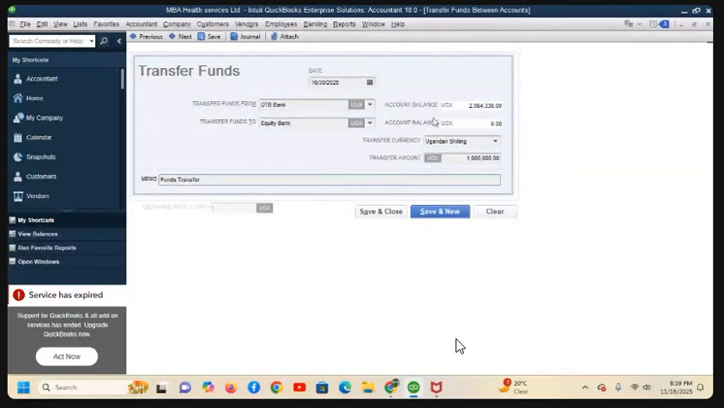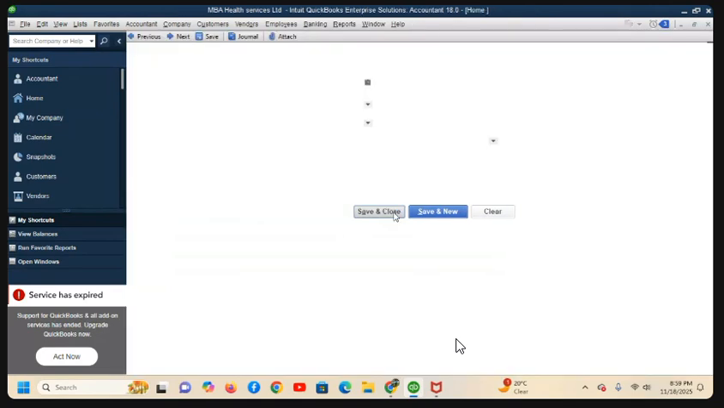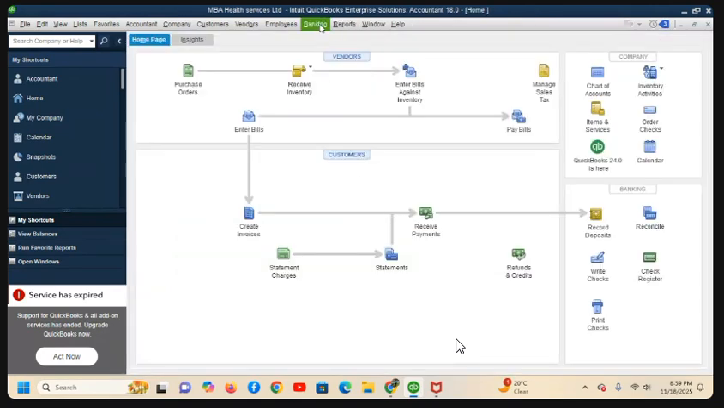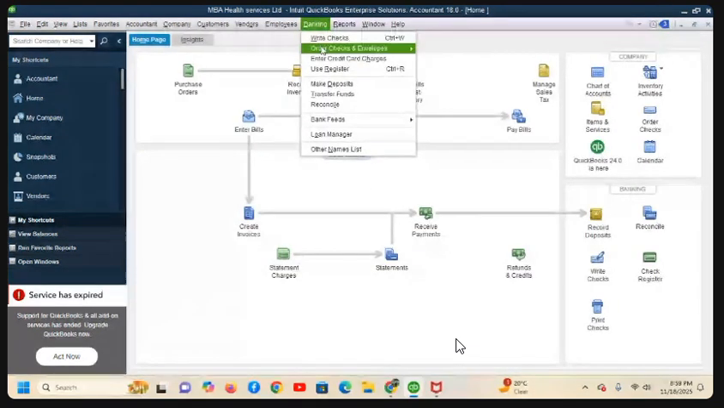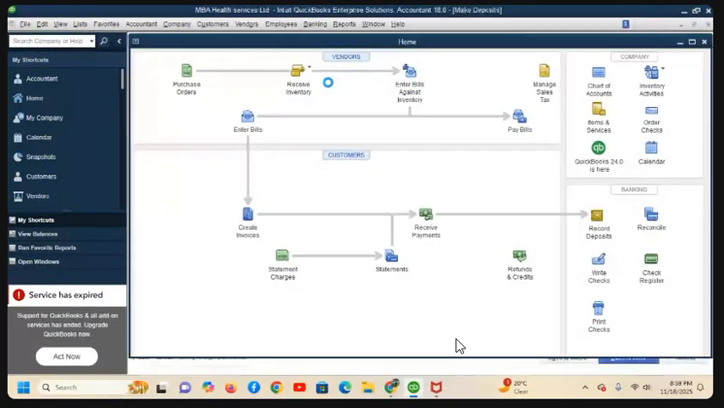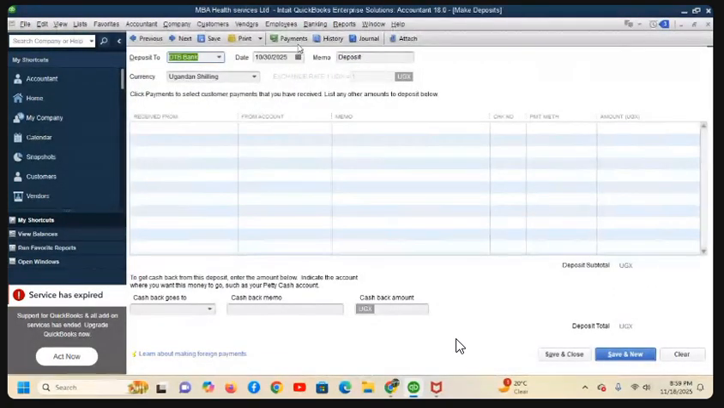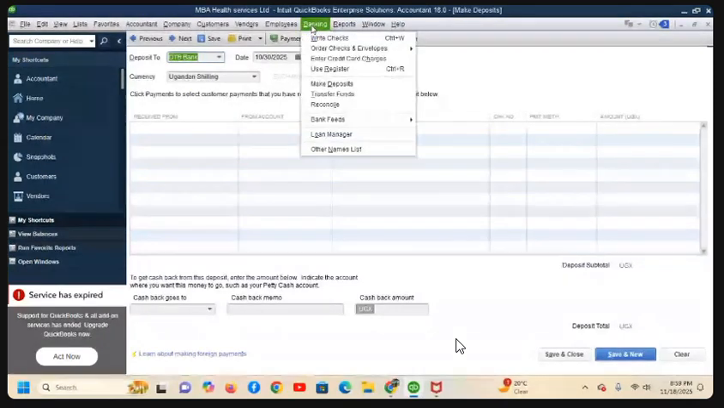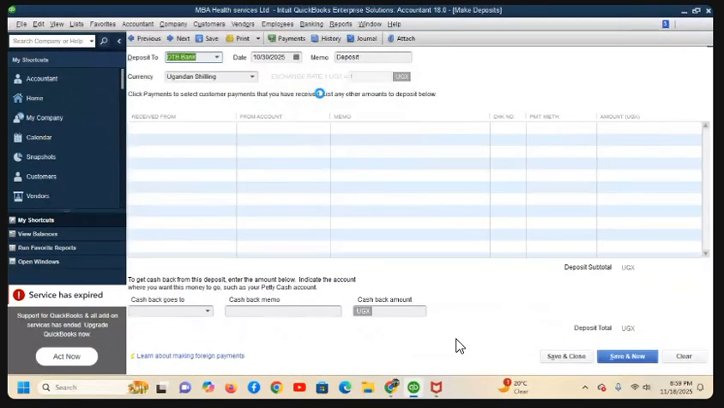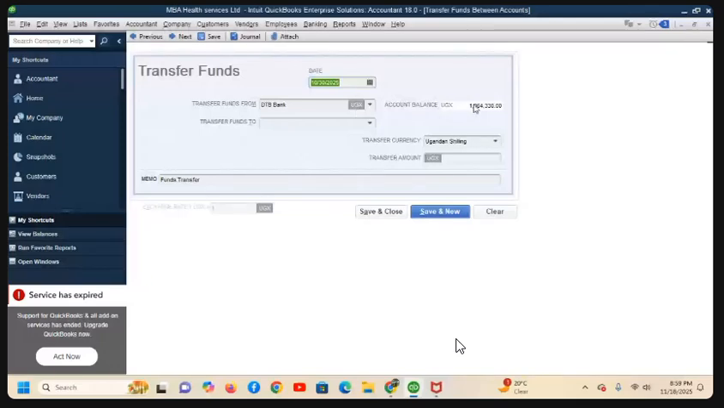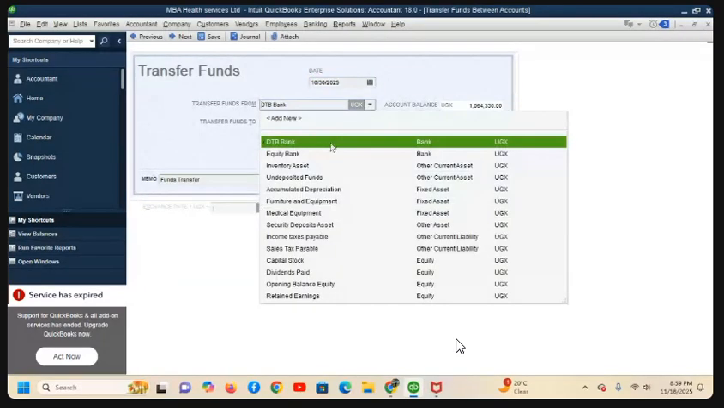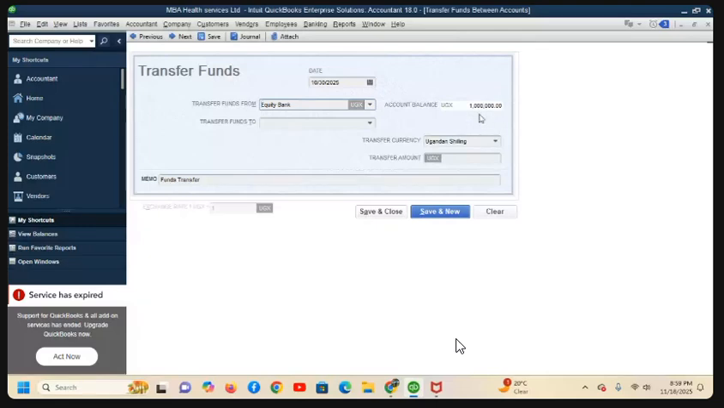When we transfer that 1 million, it means the DTB is going to reduce by 1 million and the Equity will increase by 1 million. So when I save and close, I go back and check the balances. Even if I go back to banking and say transfer funds, I select, and you find that now in DTB there is 1 million. Even when I select Equity Bank, the bank will find 1 million. So it means I have already transferred and those bank accounts have those balances.